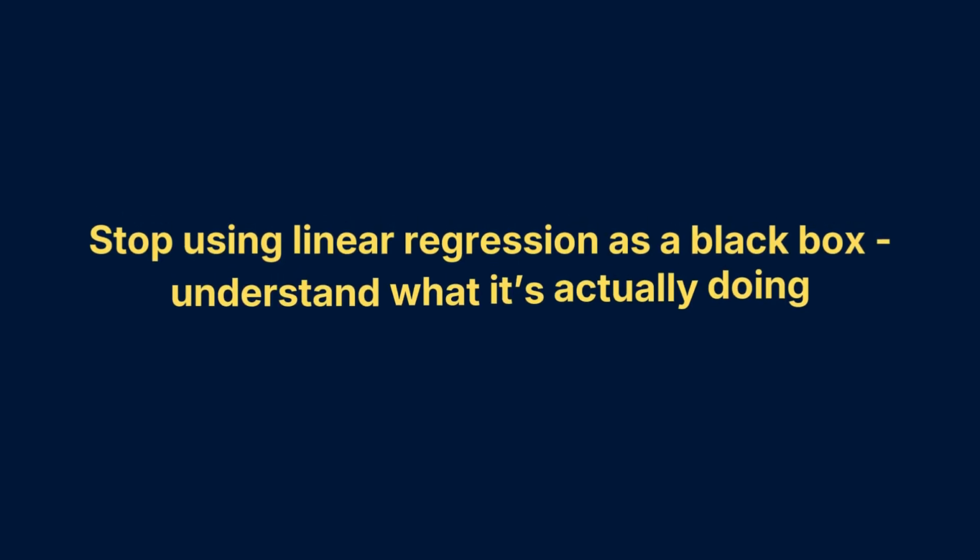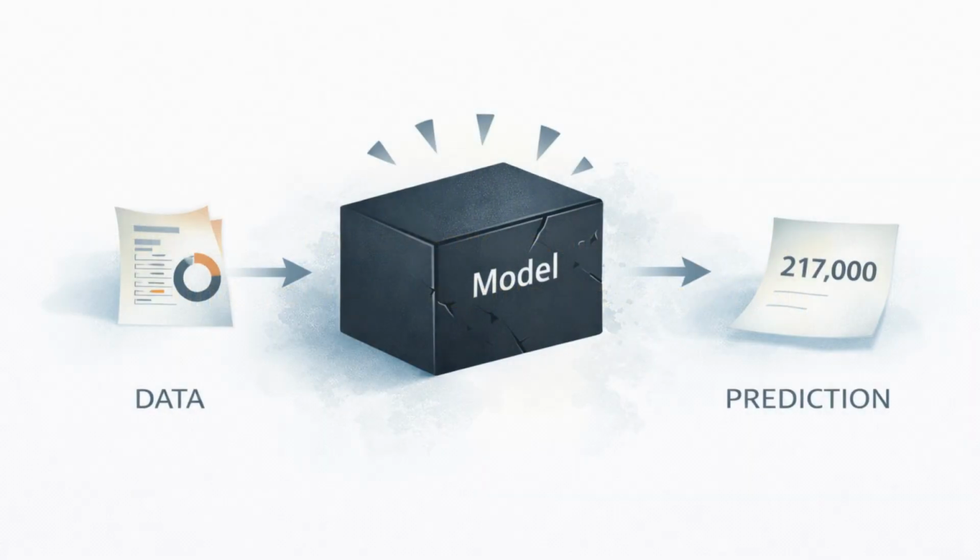Most people use linear regression without really understanding it. They call a library, fit a model, get a prediction, and move on. And that's not a bad thing. But it does turn the model into a black box. When something goes wrong, you don't know why. When results look suspicious, you don't know what to check.